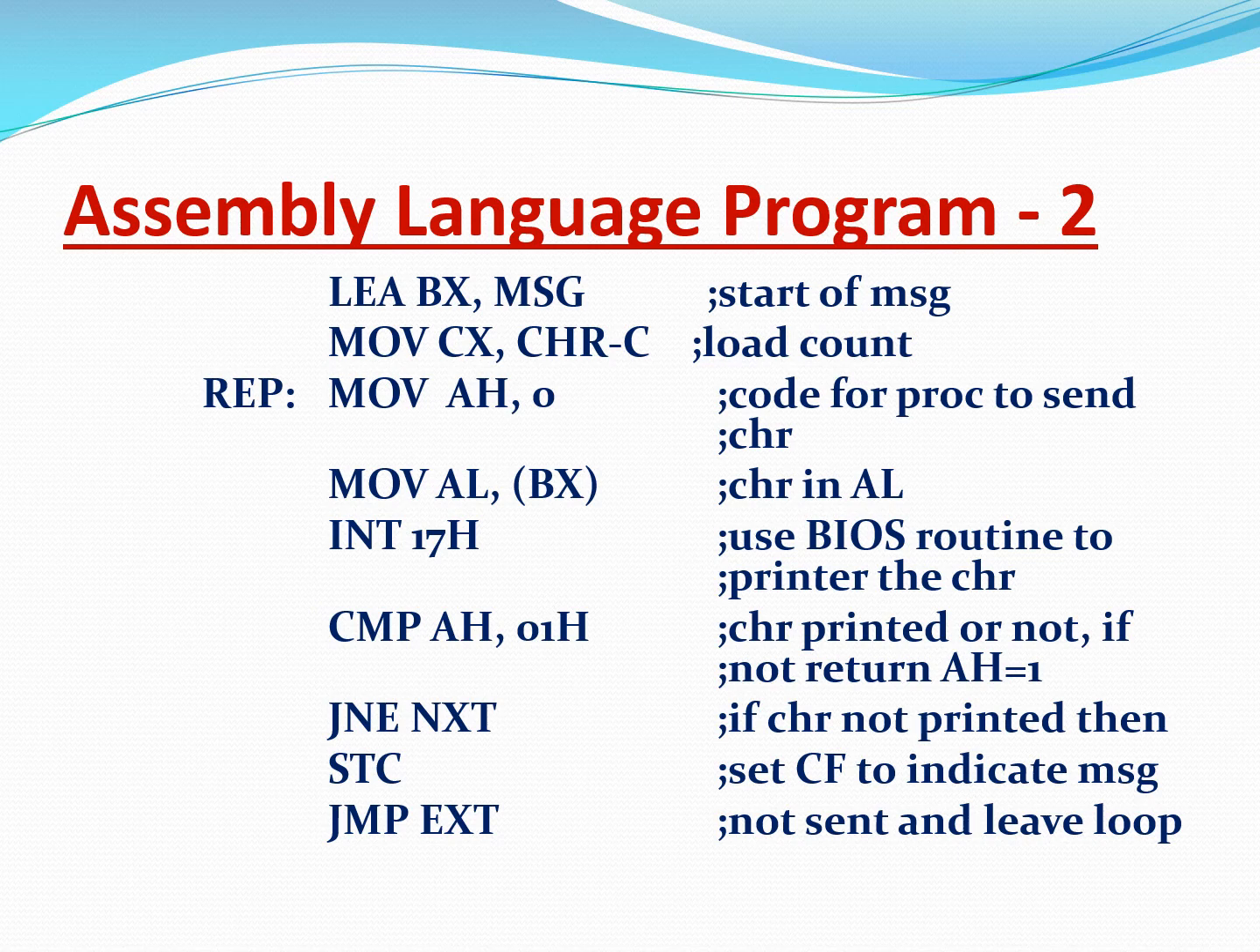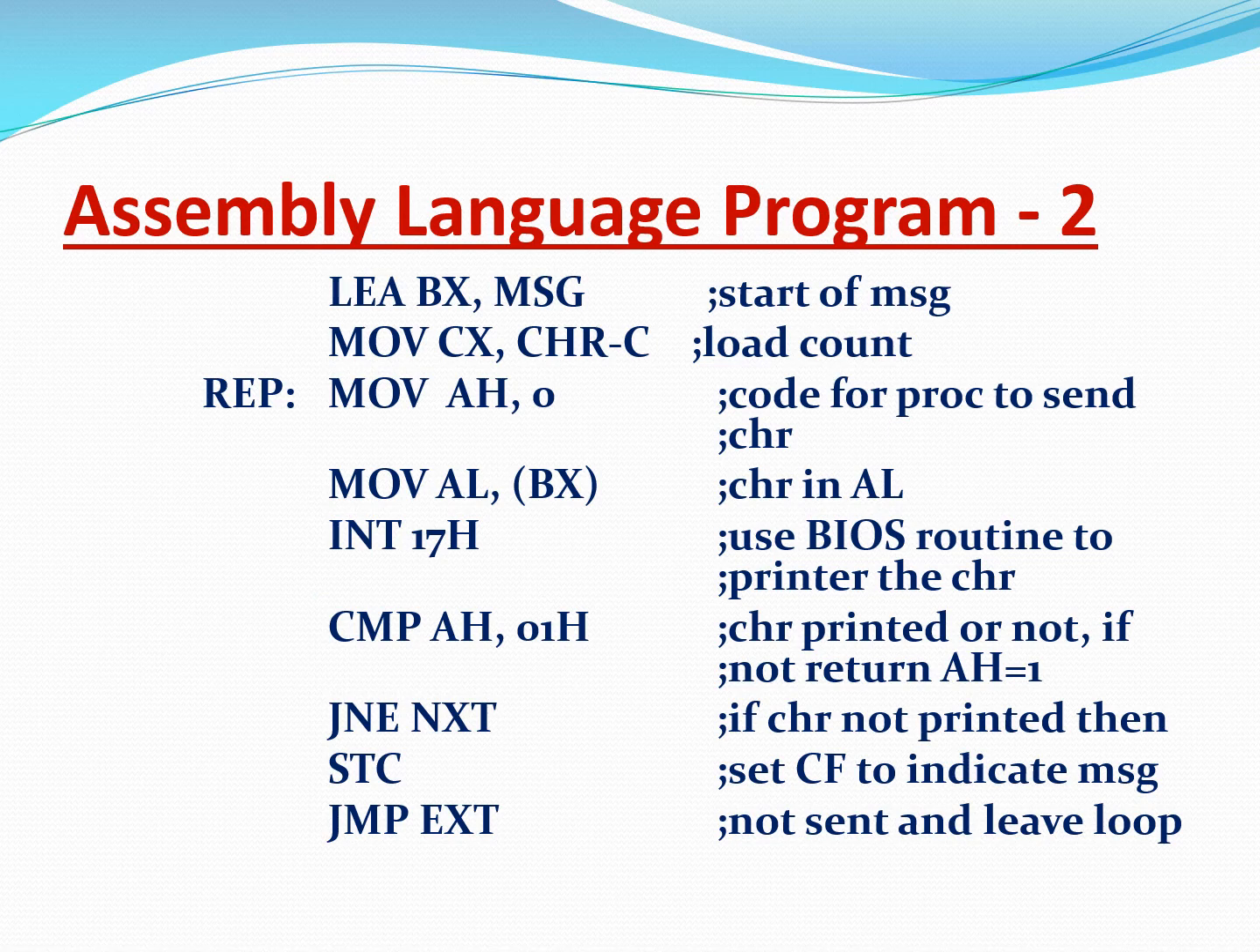MOV AL, [BX]. So the contents of BX, that is the first character, we move to the AL register. INT 17H. So we are using this BIOS routine to print the character. CMP AH, 0H. Now there is a chance that the printer is not on or there is something wrong, so you have to cater for all the possibilities.